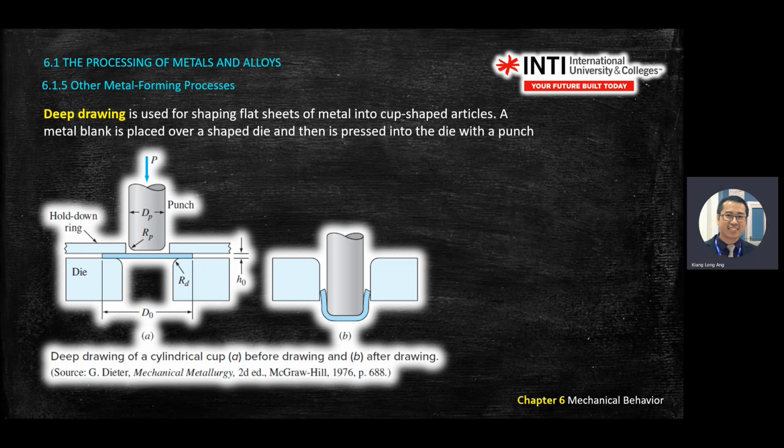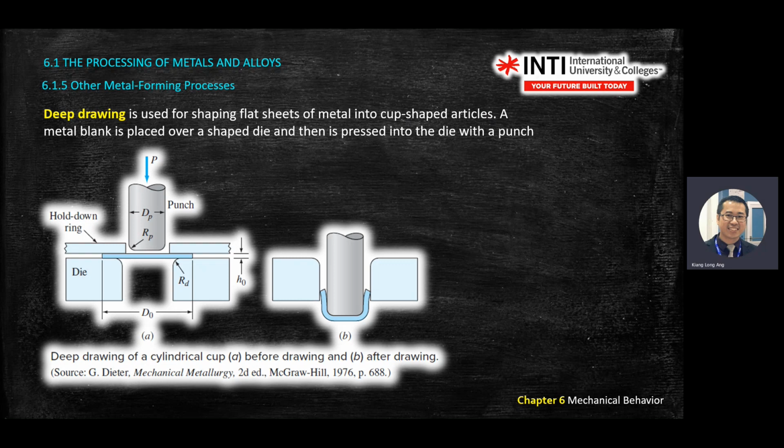Extrusion. Extrusion, you have how many types? Direct, indirect, correct. Then continue. Forging. Forging, you have how many types? Two types. One is hammer, the other is press. Correct. Then after forging, what do you learn? Wire drawing, and then deep drawing.